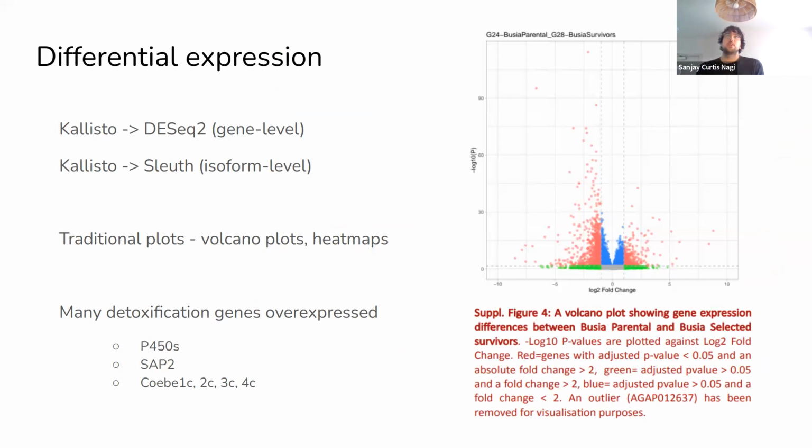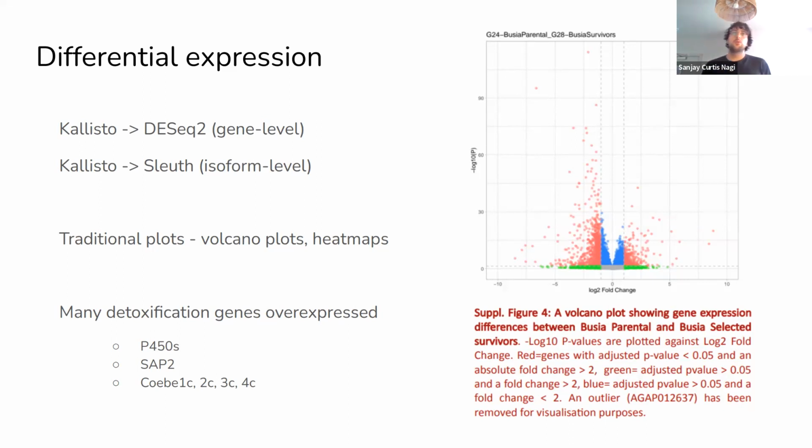RNA-Seq-Pop will perform differential expression analysis, both at the gene level, using Kallisto and DESeq2, and also at the isoform level as well, using a tool called Sleuth. It will produce the traditional kind of plots you see from transcriptomic analyses, such as volcano plots, which we have an example of on the right-hand side here. You can also provide RNA-Seq-Pop with a list of genes that you're interested in, and it will produce heat maps of those genes as well.